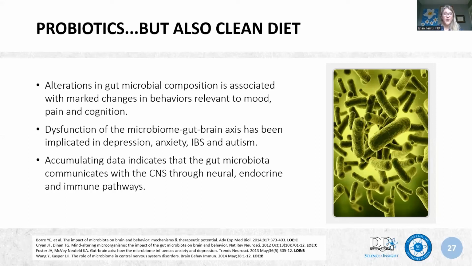Probiotics, or the microbiome, also need to be considered. Studies in the last decade have demonstrated a bidirectional relationship between the gut microbiome and brain function. Researchers are calling this the microbiotic gut-brain axis. And we know that when the gut microbial composition is altered, we can see changes in mood, pain, and cognition. And dysbiosis has also been implicated in things like depression, anxiety, IBS, and autism.